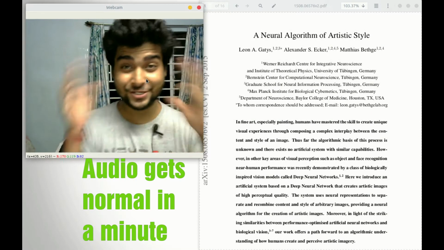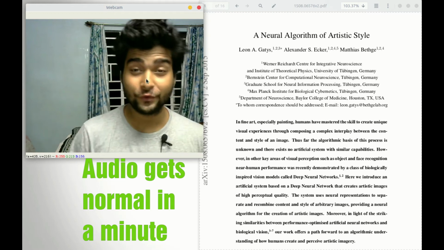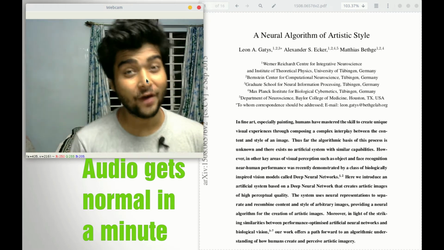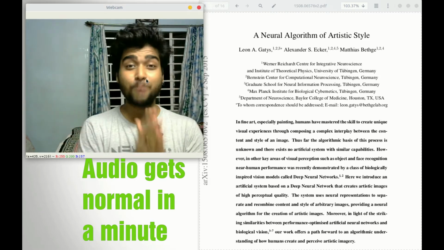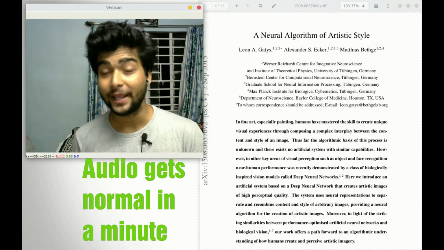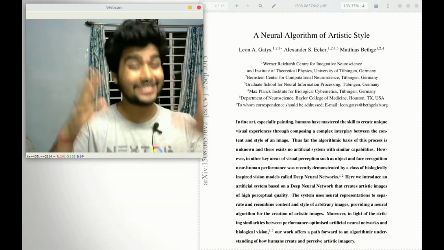What's going on? So this is Arunava, and in this video I'm going to make a quick walkthrough of the paper on neural algorithm of artistic style. Now this paper is the first paper that was published that uses deep learning to perform style transfer. To start with, let's discuss what style transfer is.